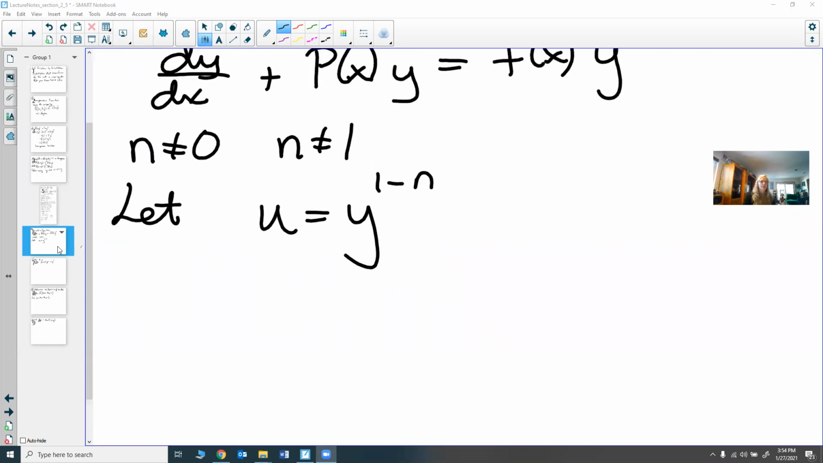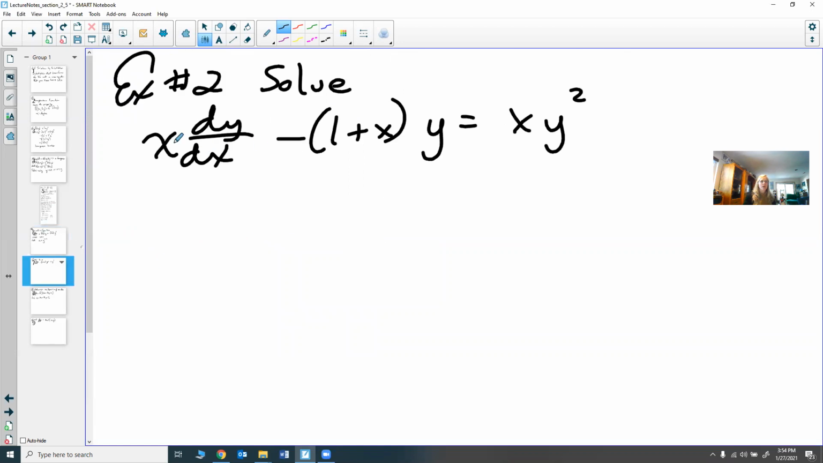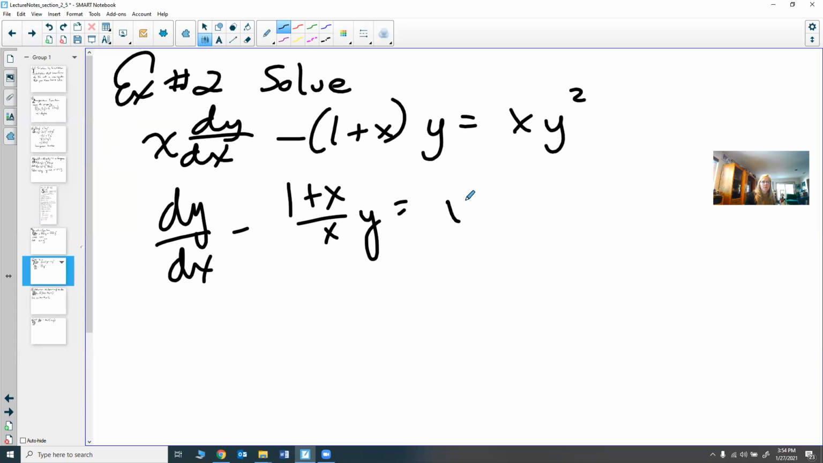All right, so let's go ahead and do an example of this. Let's solve x dy/dx minus (1 plus x) times y equals x y squared. So the first thing to remember is you can't have anything in front of the dy/dx besides 1. So we need to make this be a 1 in front of there. So the very first thing we'll do is divide through by x. So we have dy/dx minus (1 plus x)/x times y is equal to just y squared.